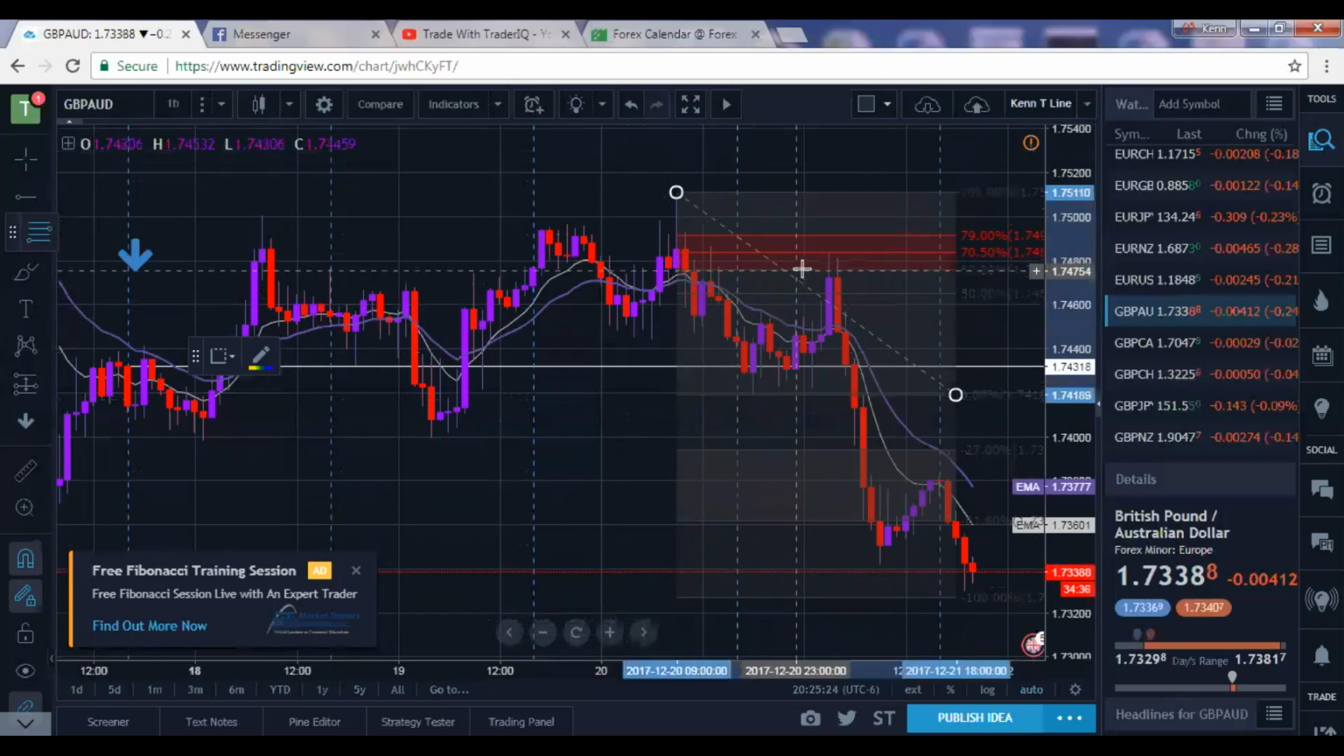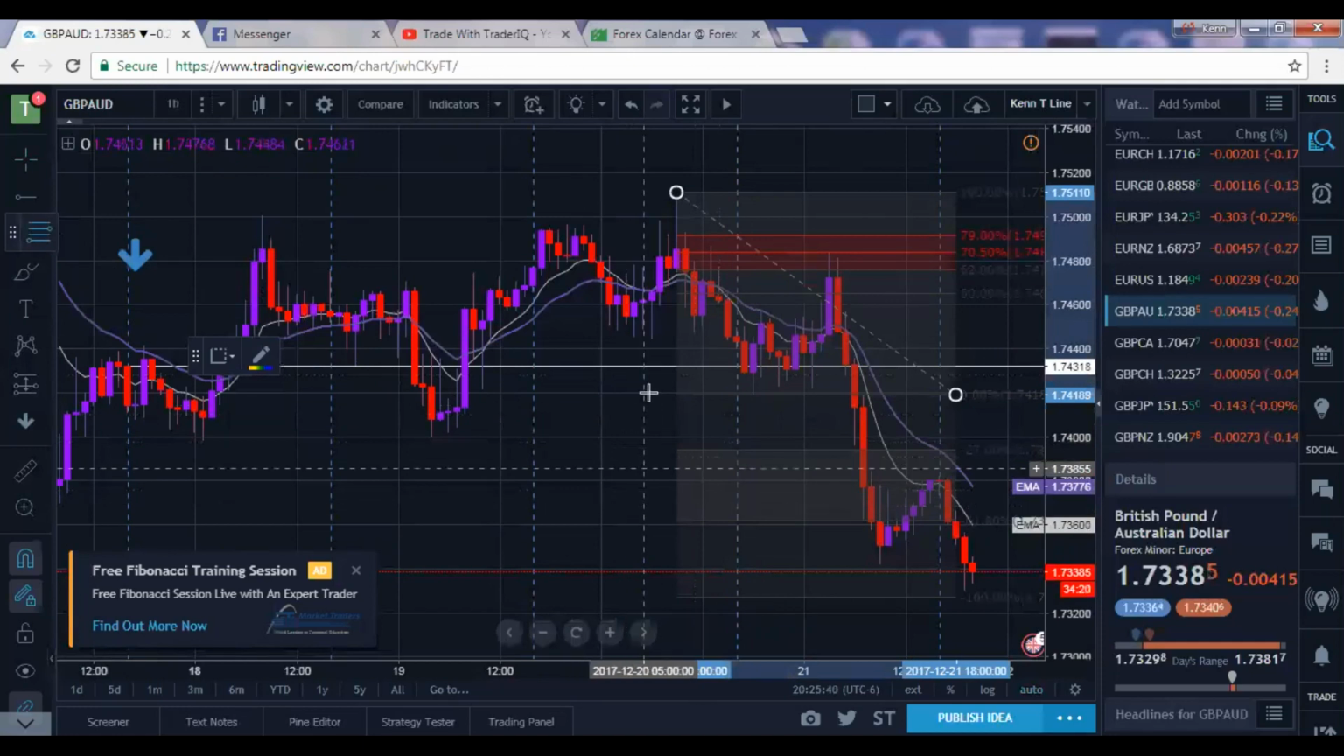But again, get your entry. Your stop loss will be just above this high. Your entry is going to be anywhere from the 62 up to the 70.5. And you're going to take first profit off right at the 0% level. And you're going to move your stop up to break even, and then you're going to let the profit run to your target here. So let me draw that out for you.